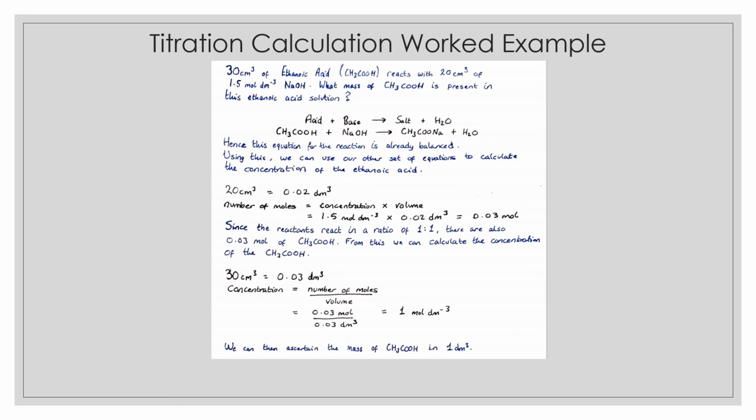Finally, to find the mass, the amount of ethanoic acid in 1 dm³ is 1 mole. The molar mass of ethanoic acid is 60, so all we need to do is multiply the molar mass by the number of moles to get the weight in grams. That means there is 60 grams of ethanoic acid in 1 dm³ of this acidic solution. That was a little more complicated, so I hope it made sense.